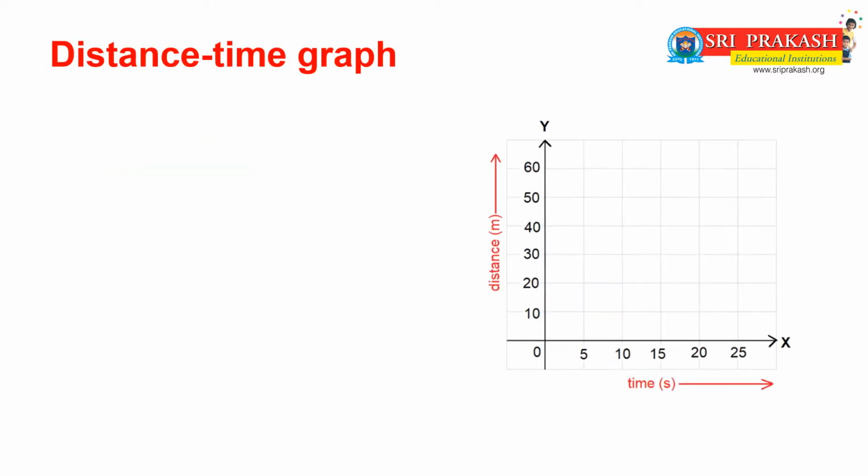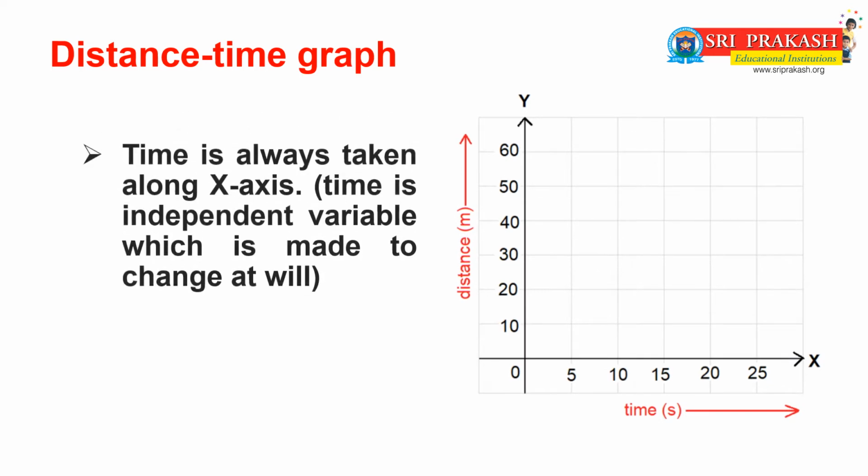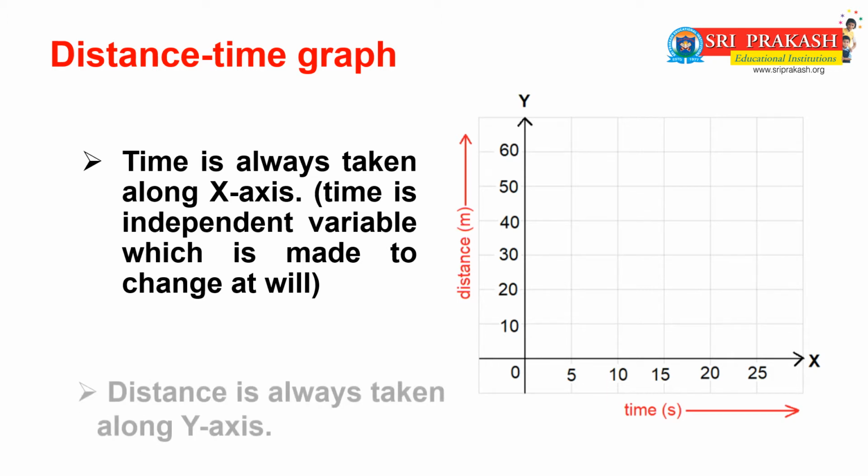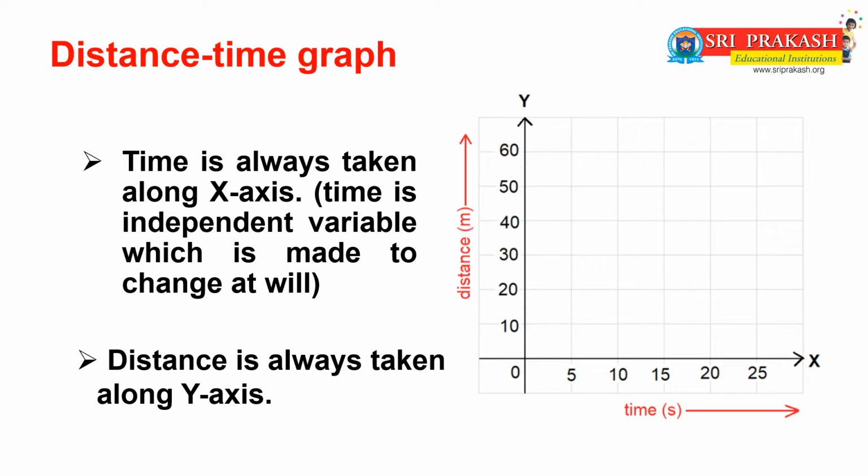Distance time graph. Time is always taken along x-axis. Time is the independent variable which is made to change at will. We have the freedom to fix the time intervals. Distance is always taken along y-axis.